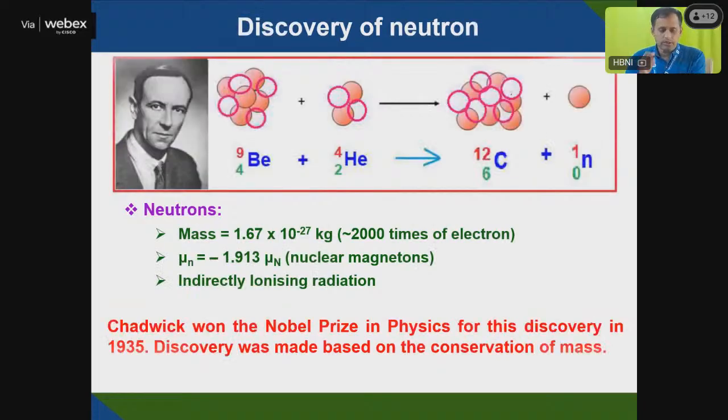As you all know, the neutron was discovered by Chadwick, who received the Nobel Prize in the year 1935. When beryllium interacts with helium, you get carbon and a neutron. The neutron has a mass about 2000 times that of an electron. Its mass is about 1.67 times 10 to the minus 27 kg, and it has a nuclear magneton.